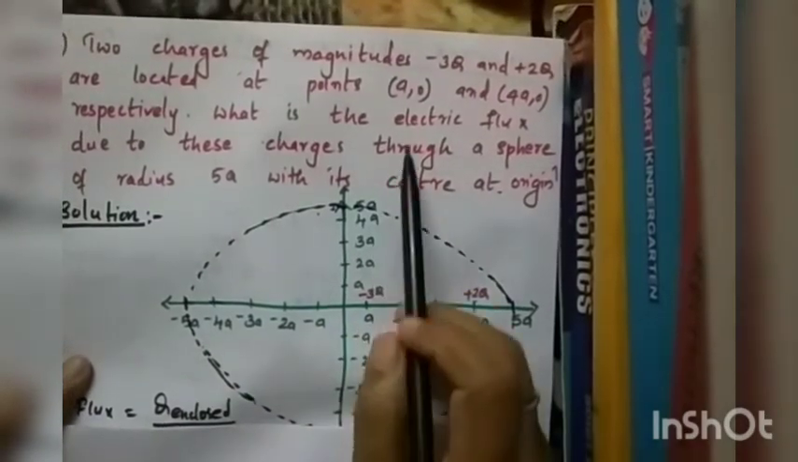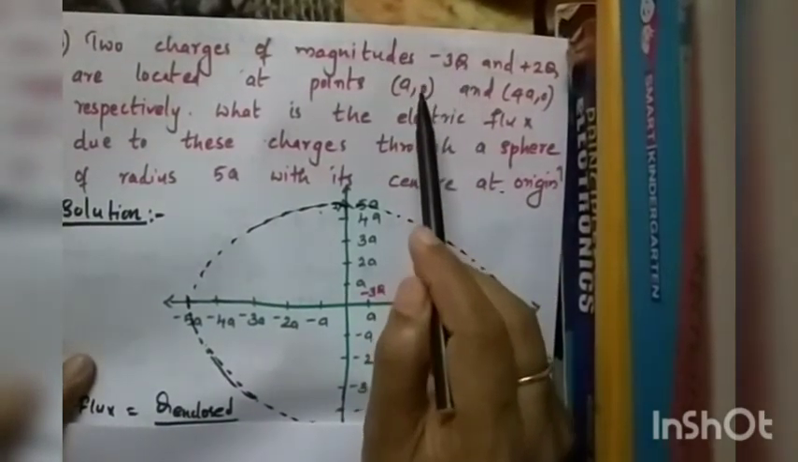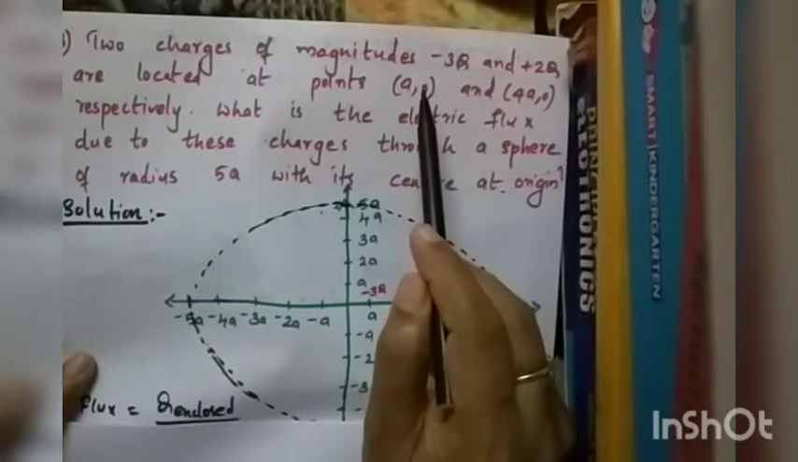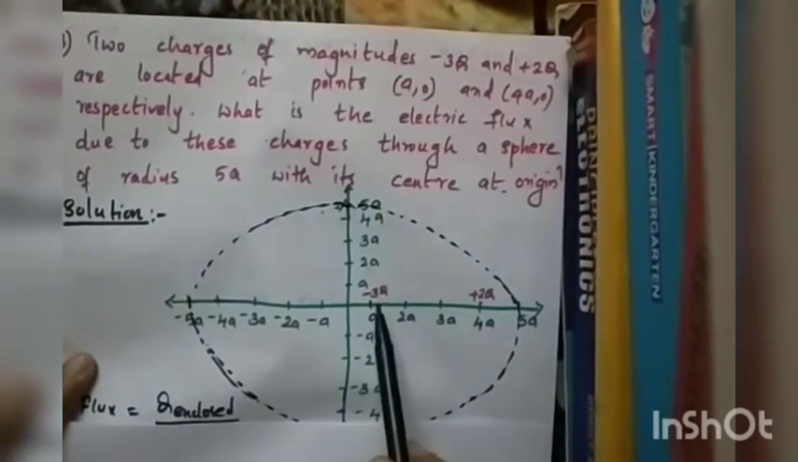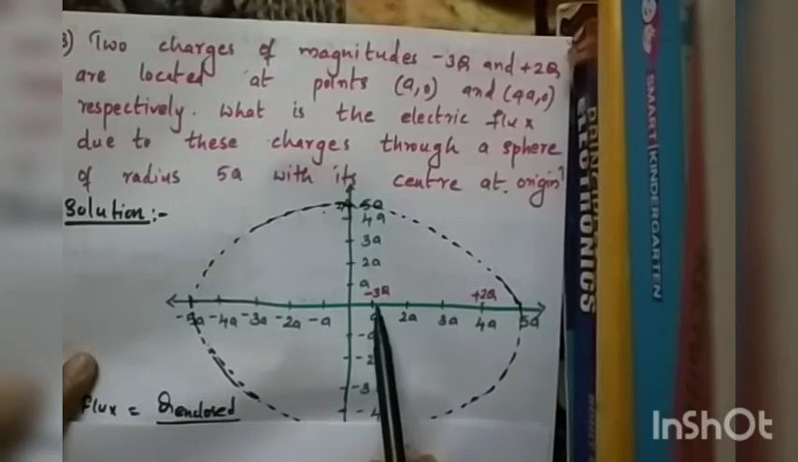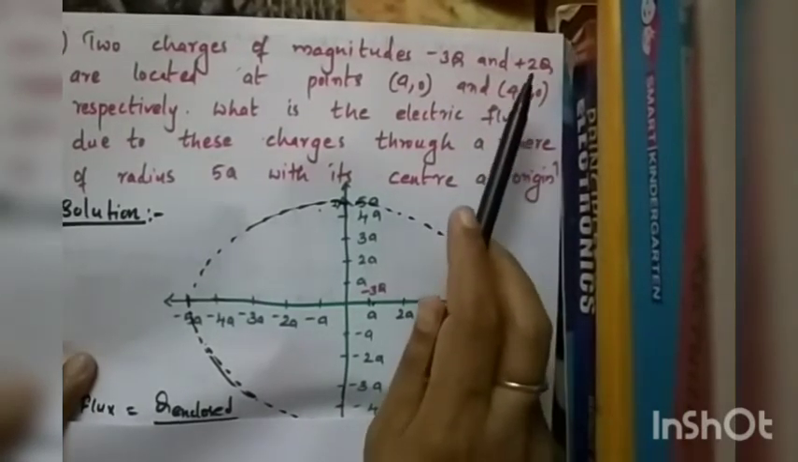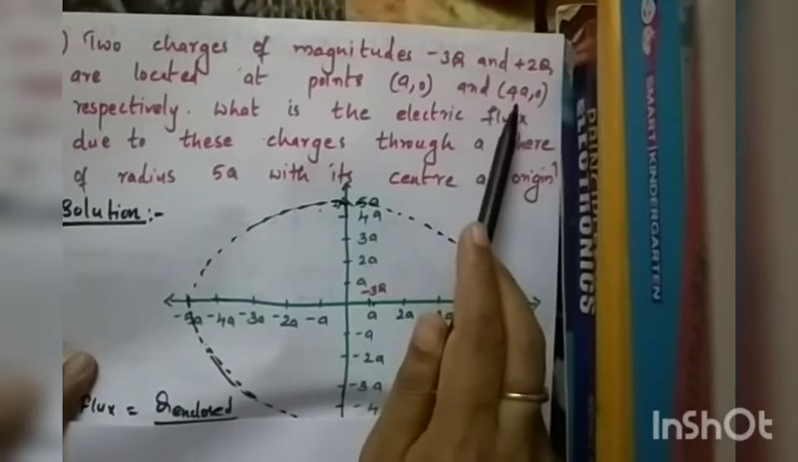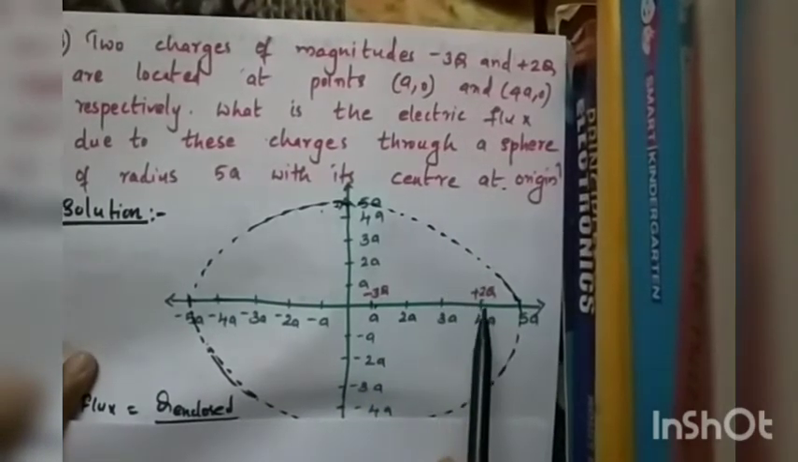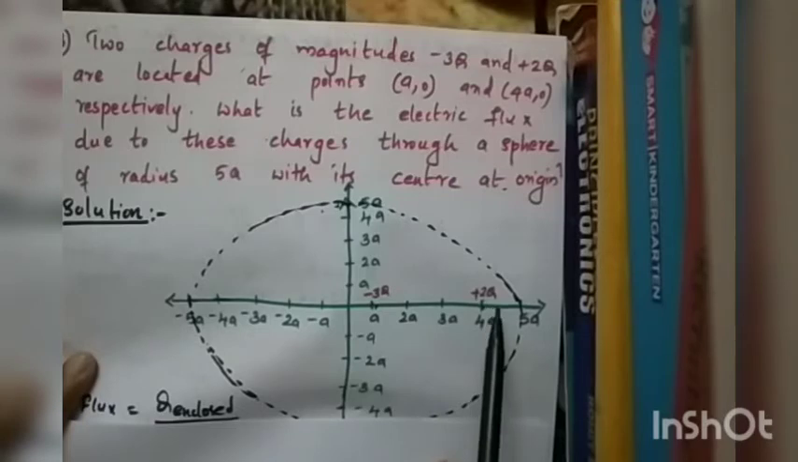Okay, so we have two charges. What is the location of minus 3Q? A, 0. So minus 3Q is located here, at A, 0. This is the point corresponding to A, 0. Next charge is plus 2Q and it is located at 4A, 0. So this is the point corresponding to 4A, 0 and our plus 2Q charge is located here.